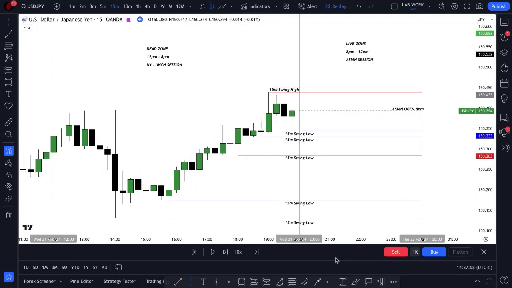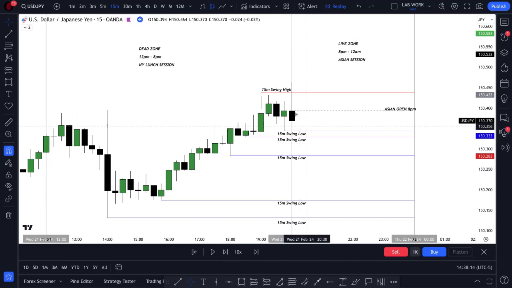The idea of this model is to catch a turtle soup or reversal phase, a false break. While traders are looking to break out long, we're trying to be counterparty and go short. While traders are looking to be breakout short, we're trying to be counterparty and go long. So let's see what happens tonight.